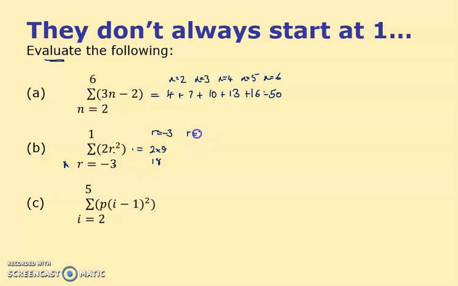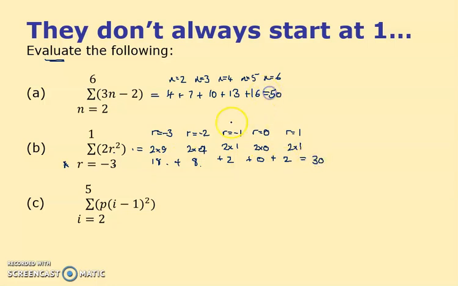Then I do r is minus 2. I go up 1. You always go up 1. So it's 2 times minus 2 squared, which is 4. So that's 8. R is minus 1. So that's 2 times 1, which is 2. R is 0. That's 2 times nothing, which is nothing. And the last one is r equals 1, which is 2 times 1 squared, which is still 2 therefore. So 26. I think that makes 30.